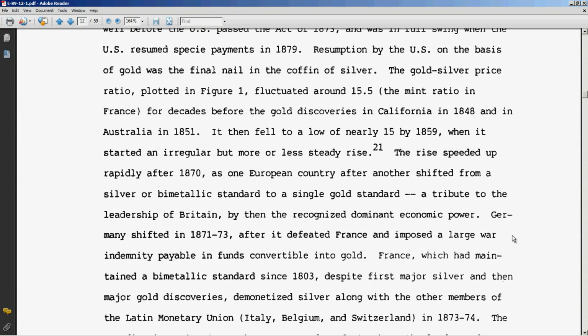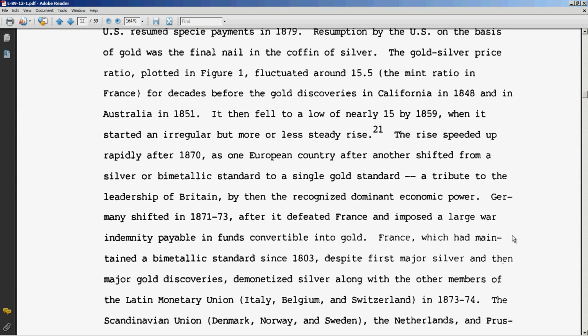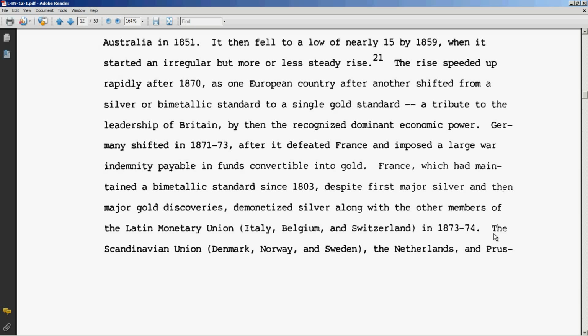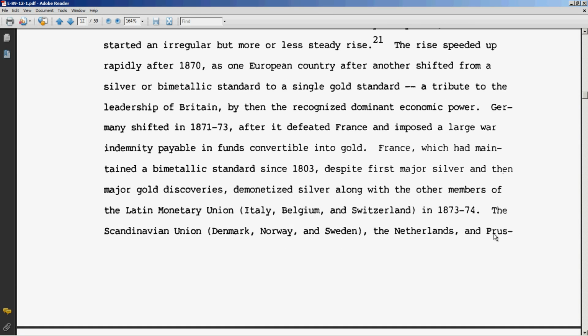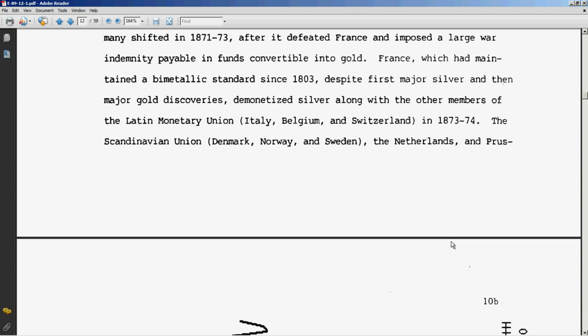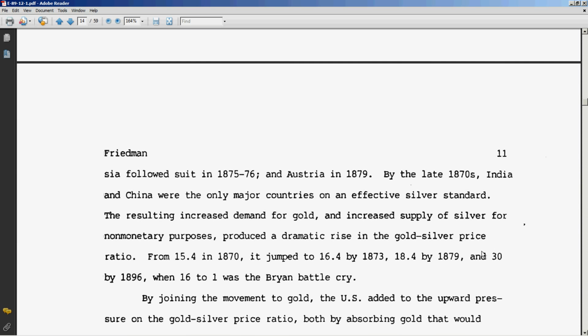Germany shifted in 1871 to 1873 after it defeated France and imposed a large war indemnity payable in funds convertible into gold. France, which had maintained a bimetallic standard since 1803, despite first major silver and then major gold discoveries, demonetized silver along with the other members of the Latin Monetary Union, Italy, Belgium, and Switzerland in 1873-1874. The Scandinavian Union, Denmark, Norway, and Sweden, the Netherlands, and Prussia followed suit in 1875 and 1876, and Austria in 1879. By the late 1870s, India and China were the only major countries on an effective silver standard.